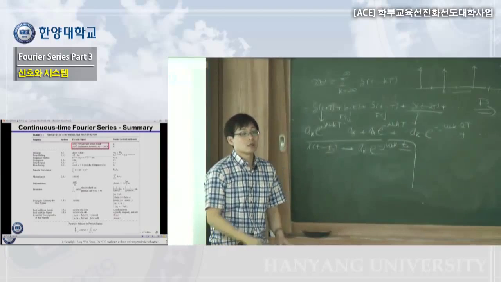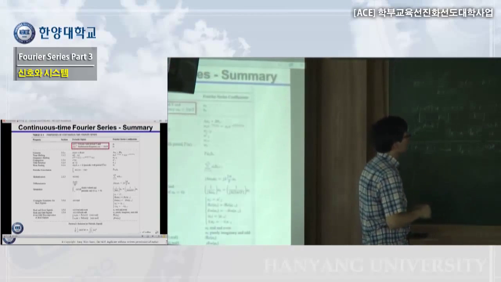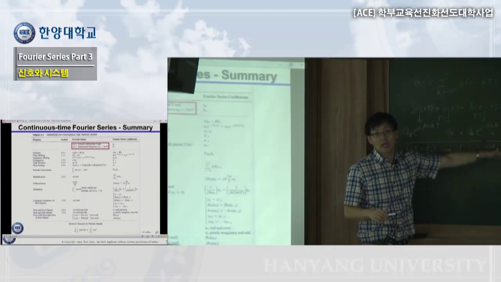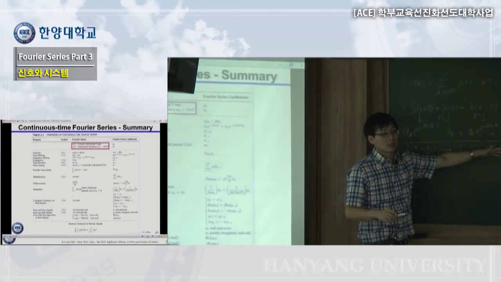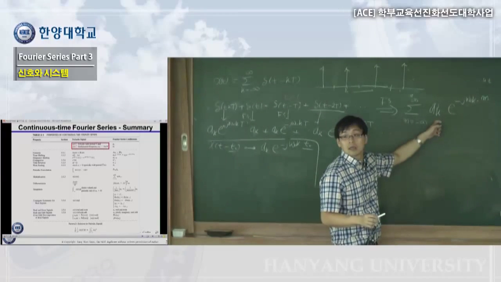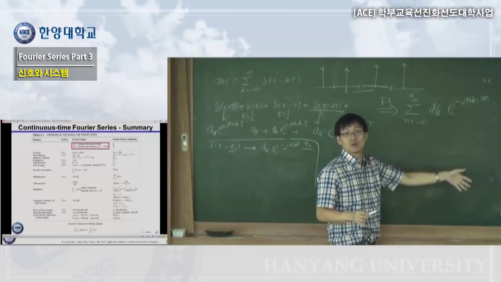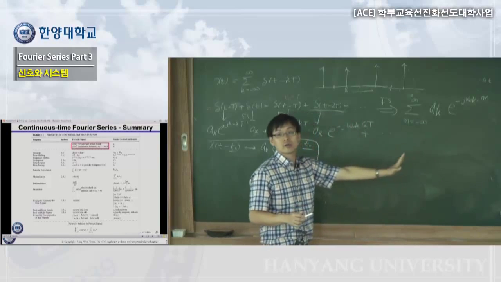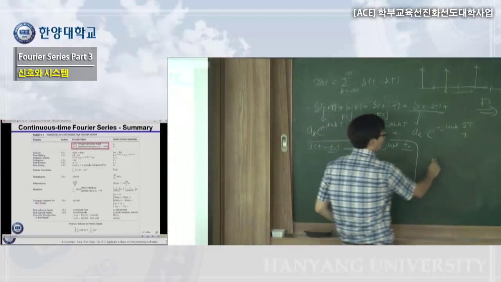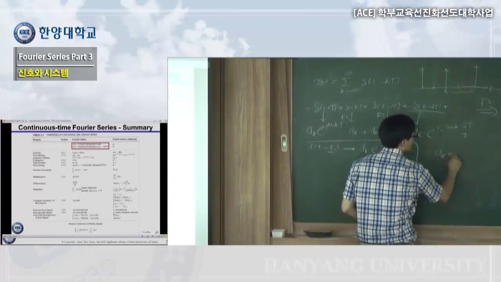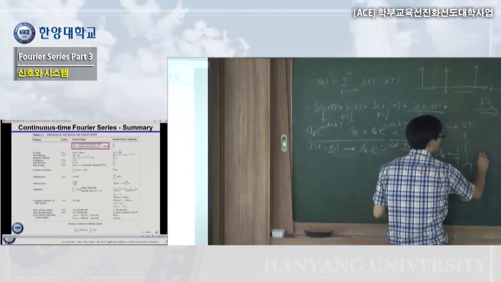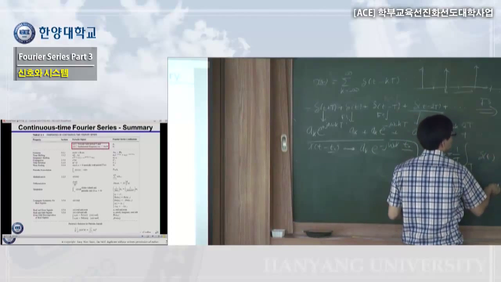Right? We used properties. We used linearity. We used time shifting. And if you find a_k, only a_k, then you can find a solution. You don't have to calculate all of the integration. How do we find a_k? a_k is what? The Fourier series coefficient when delta is x.